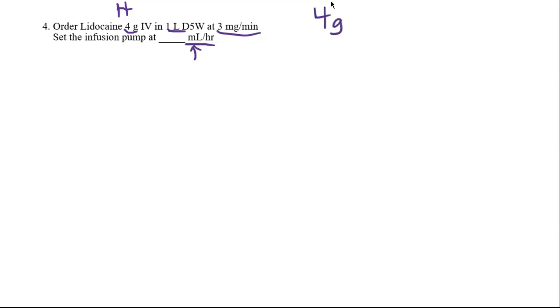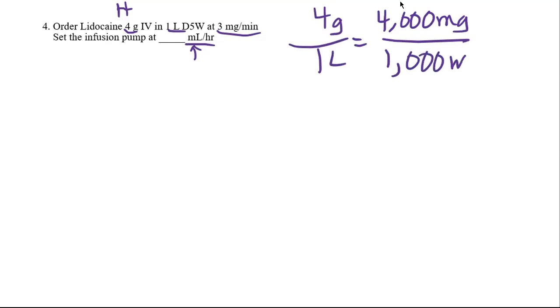And the next one we're going to do is 4 grams in 1 liter. Okay, that's what you have here, 4 grams in 1 liter. You're giving it at 3 milligrams per minute, and you want milliliters per hour. Okay. So let's see what we have. 4 grams in 1 liter. That could easily go to 4,000 milligrams in 1,000 milliliters. Remember, 1 liter is equal to 1,000 milliliters, and 1 gram is equal to 1,000 milligrams. So that's what we're just going to do.